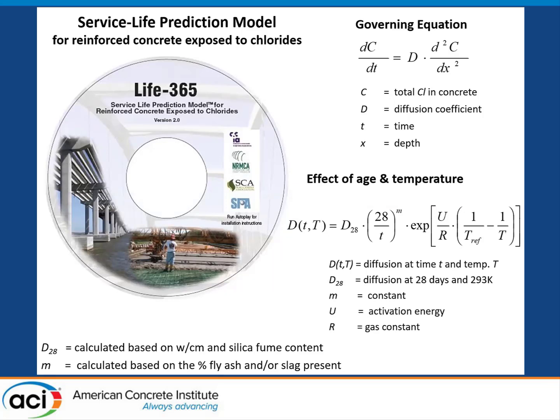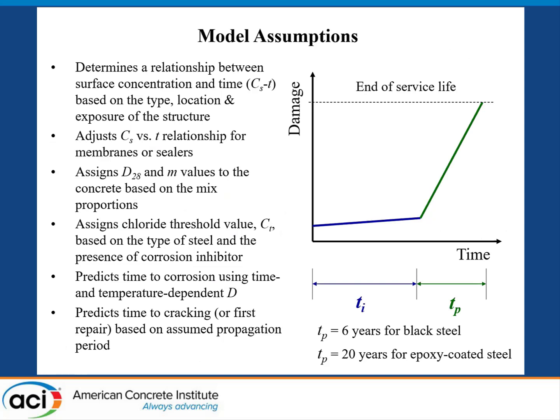The model works by using an initial 28-day diffusion coefficient, which is based on empirical data and based on water cementing material ratio and silica fume content of that concrete. And then it has a diffusion decay coefficient, m, which is largely controlled by the amount of fly ash or slag in the concrete. The model assumptions, we've seen the two-phase model before, so don't really need to do that.